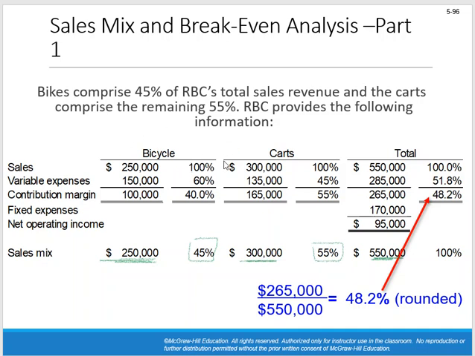They've done all the math here showing our sales, variable expenses, and contribution margin at this sales mix. And we find out that we've got a contribution margin percentage of 48.2%. They're getting that by taking $265,000 contribution margin divided by $550,000 in sales. So our CM ratio is 48.2%. Now that's useful, but it's honestly only useful at this sales mix.